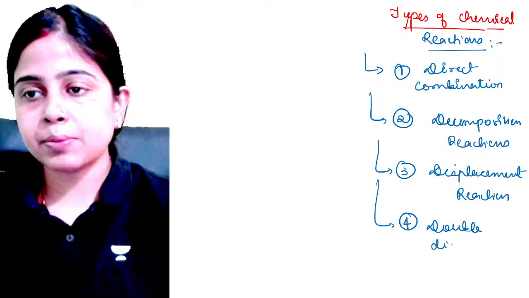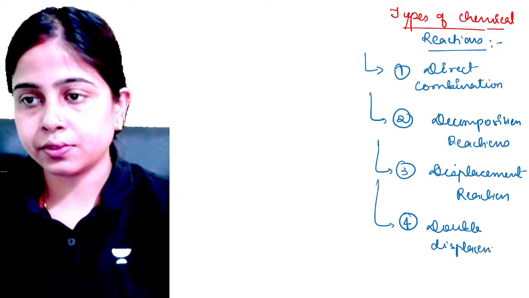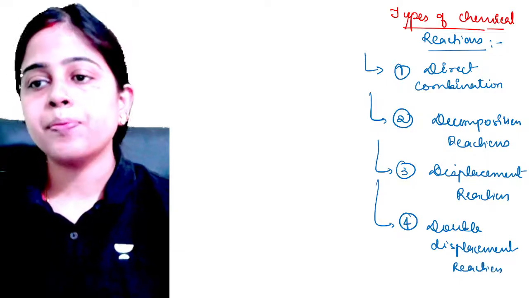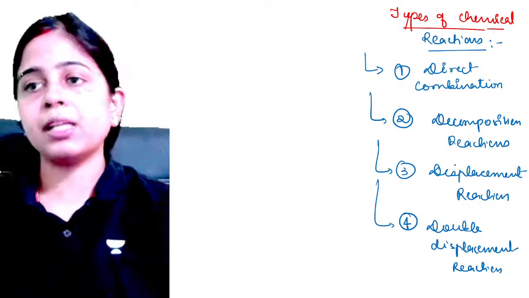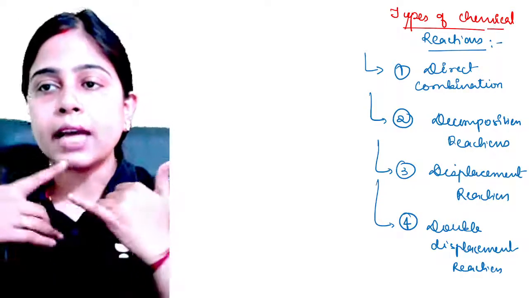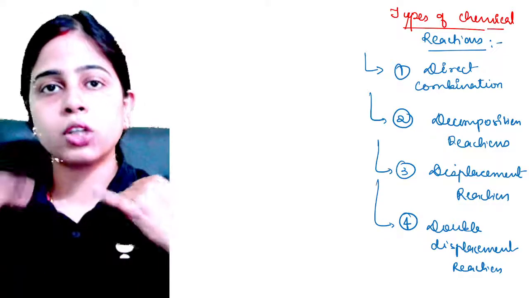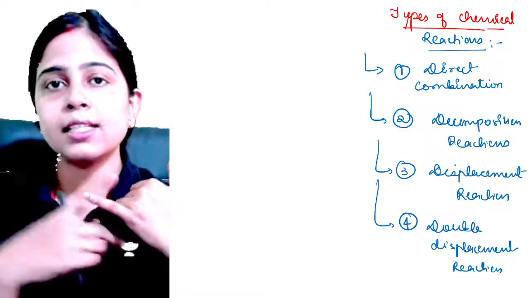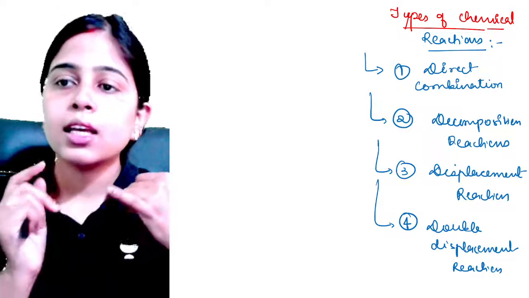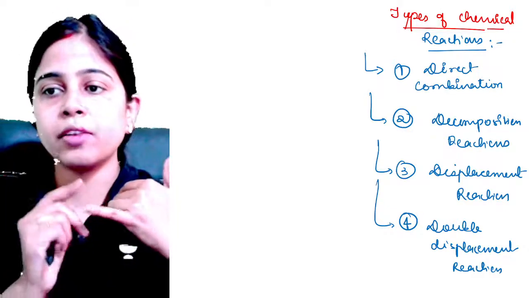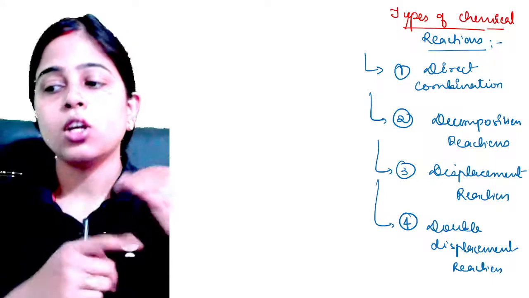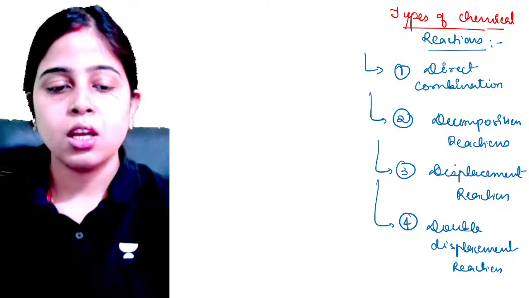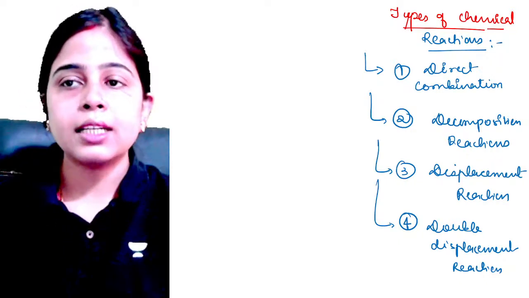So double displacement reaction we have. Okay. So these are the four types of chemical reactions you have, that is direct combination reaction, or you can call it only combination reaction, or synthesis reaction. Second is your decomposition reactions. Third is your displacement reaction, and fourth is double displacement reaction. So all these reactions we are going to cover in today's session. So let's start with first your direct combination.